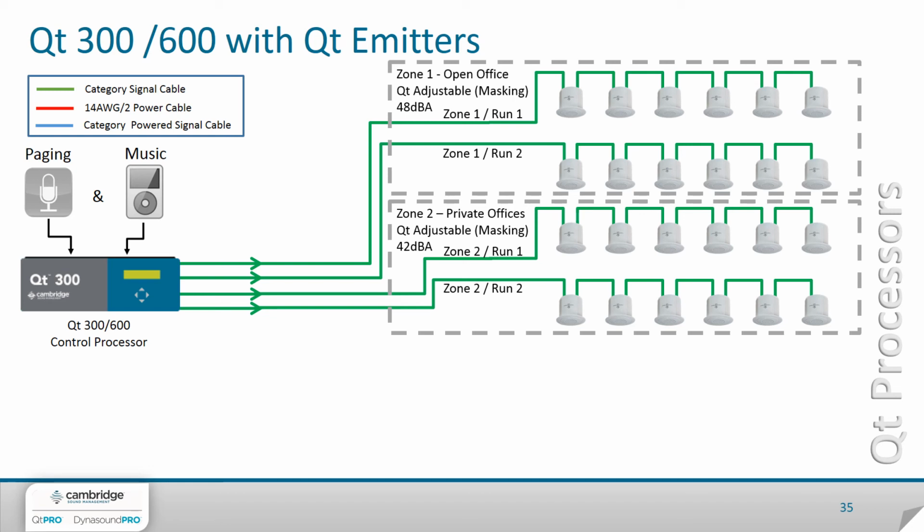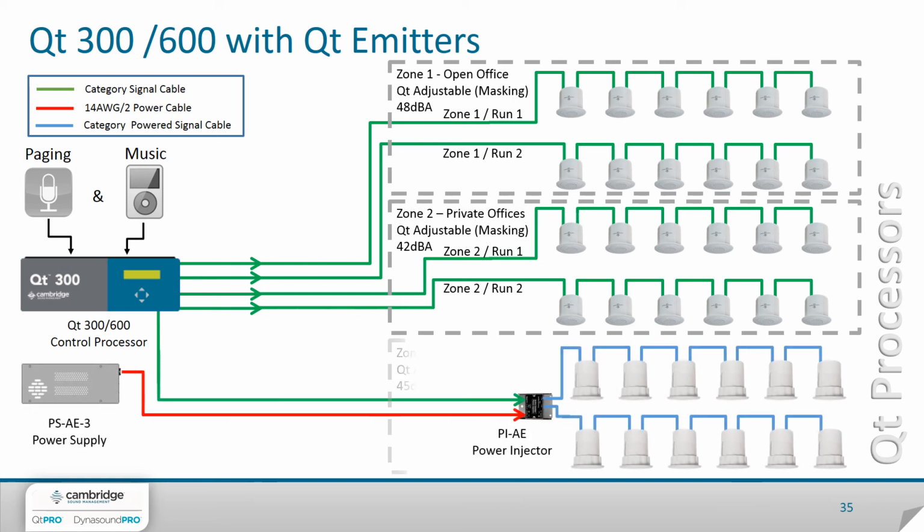Our third zone in this example consists of a corridor and lobby area, where we have a requirement for sound masking in addition to paging and music capabilities. The corridor is a transitional space, so it is recommended to provide sound masking in this area at a level of 45 decibels A-weighted, a level between that of the open office and private offices.